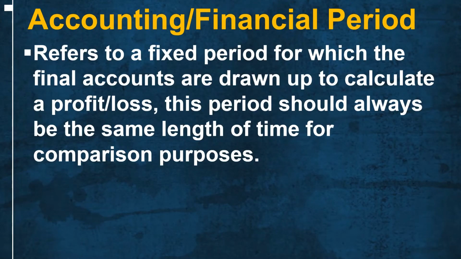Now that we know the lesson objectives, let's get started. We start with accounting or financial period, which refers to a fixed period for which the final accounts are drawn up to calculate profit or loss. This period should always be the same length of time for comparison purposes.